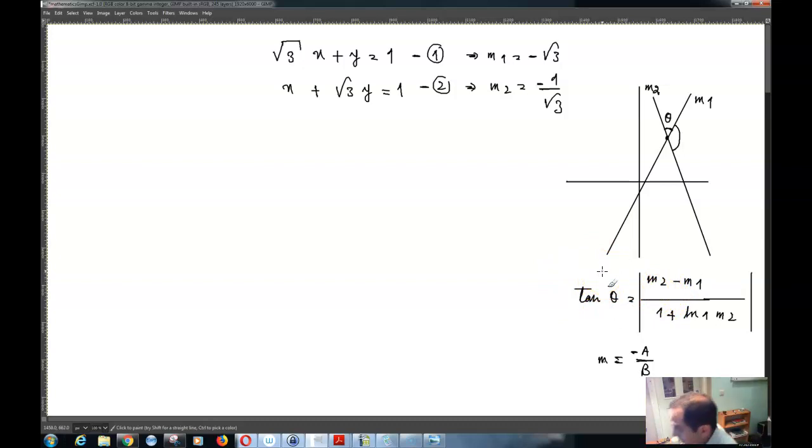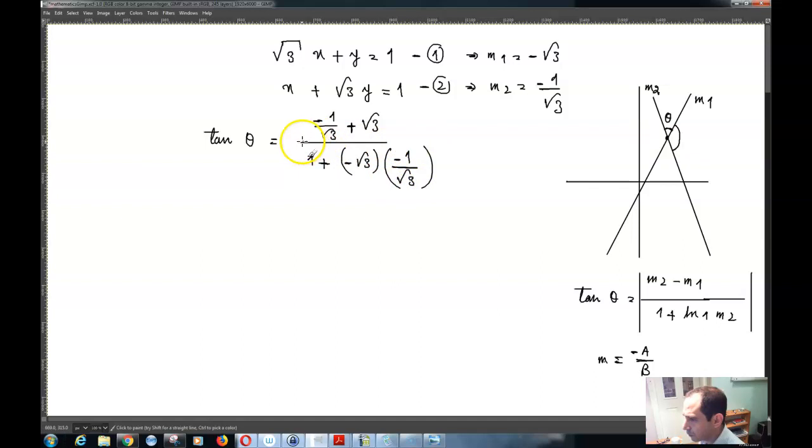So I can write tan of theta is equal to m2 minus m1. So negative 1 over square root of 3 minus negative square root of 3, that becomes plus the square root of 3, and 1 plus these two multiplied together. So you have negative square root of 3 times negative 1 over square root of 3. If you multiply these together, take the absolute value of the whole thing, what you will get is, first of all, these two will cancel out. And so you have 1 plus 1 is equal to 2.